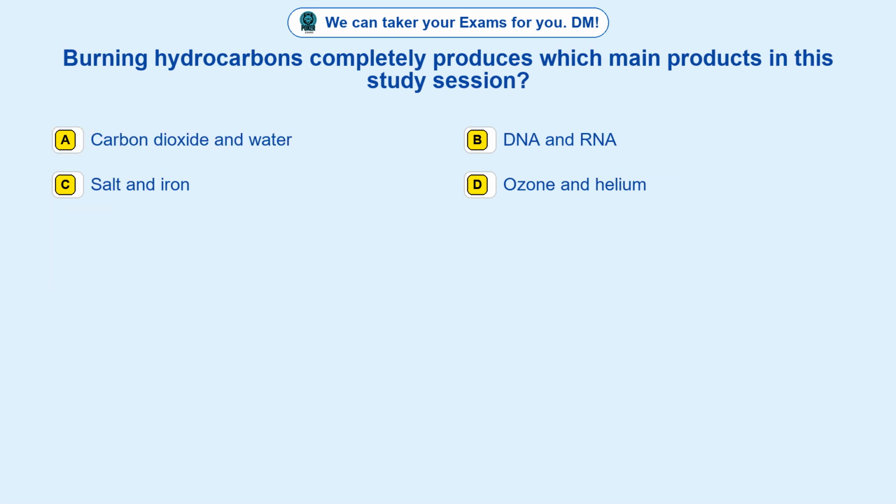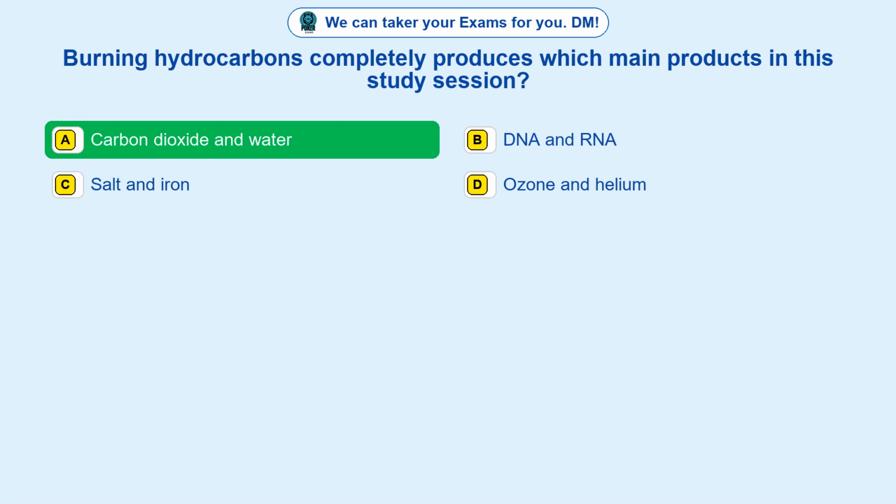Question 55. Burning hydrocarbons completely produces which main products in this study session? Option A, carbon dioxide and water. Option B, DNA and RNA. Option C, salt and iron. Option D, ozone and helium. The correct answer is option A.